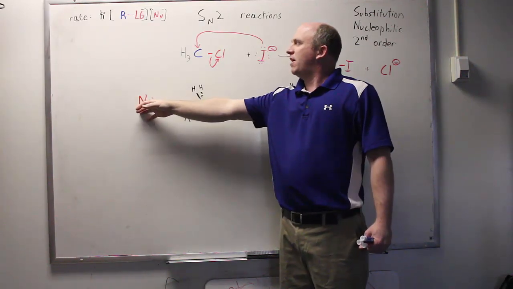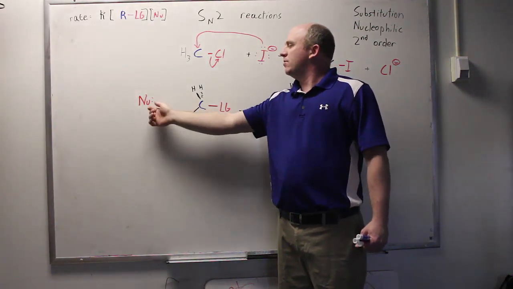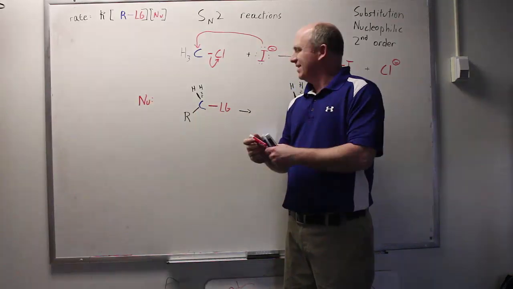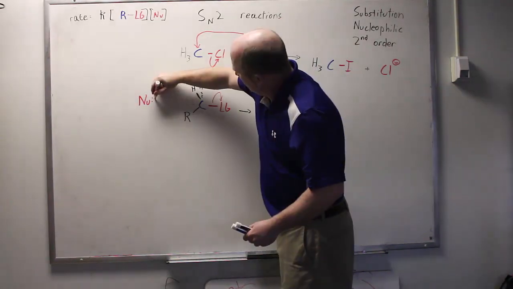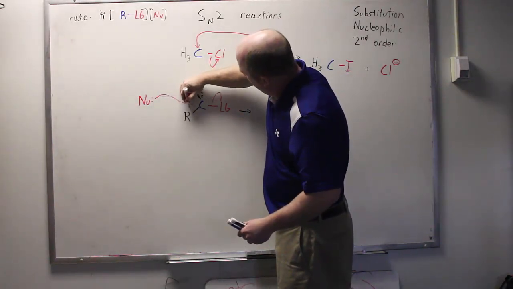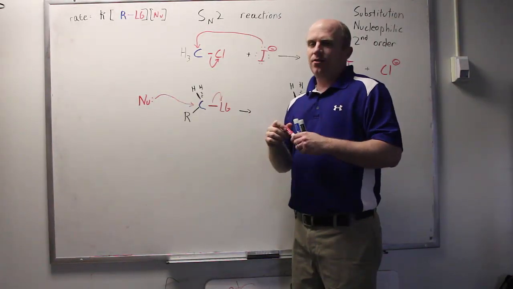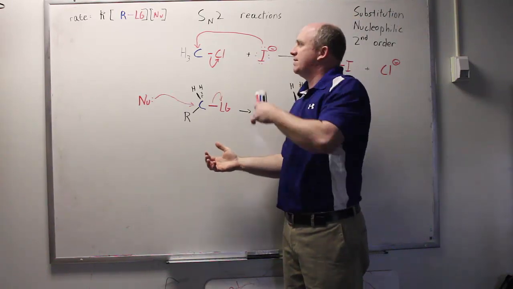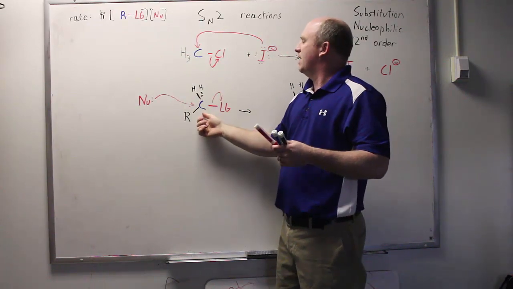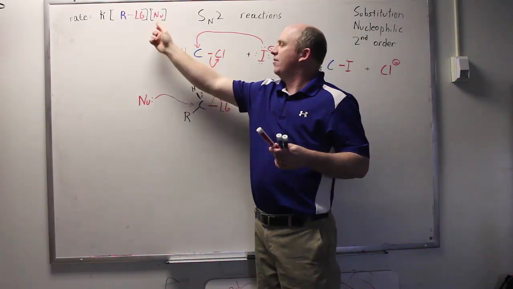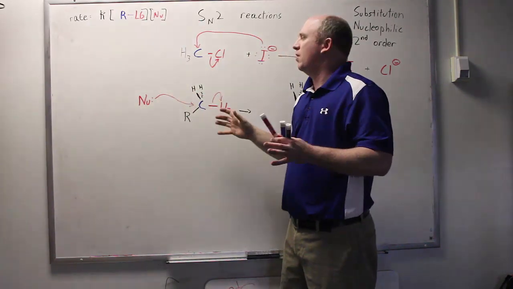We also have some nucleophile floating around out here. And the substitution reaction involves the nucleophile attacking this carbon right there and causing the leaving group to leave. So the nucleophile comes in and attacks this carbon, which causes the leaving group to leave. Again, the kinetics for this process, which is why it's a second order reaction, depend both on the concentration of the substrate, which is to say the carbon with the R and the leaving group, and the nucleophile, the thing that's doing the attacking. Both must be present.